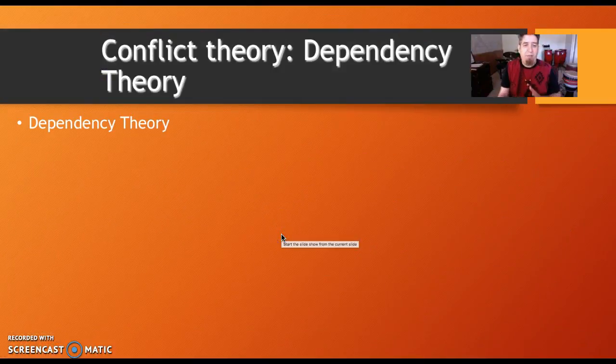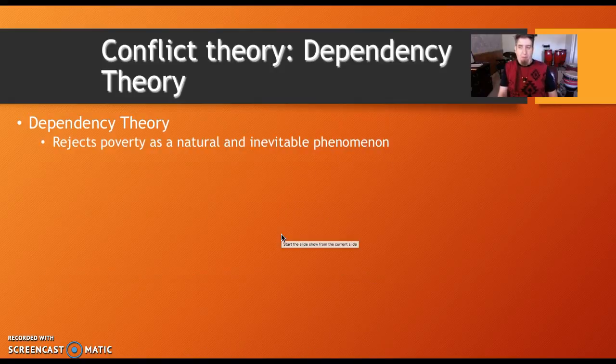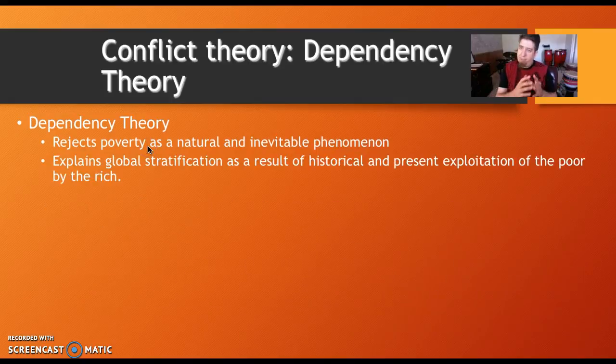Okay, dependency theory is a theory that looks at development, and it is explaining the development and underdevelopment of poor countries by the exploitation from the rich countries. So, first of all, it rejects poverty as a natural and inevitable phenomenon. It also explains global stratification as a result of historical and present exploitation of the poor by the rich.